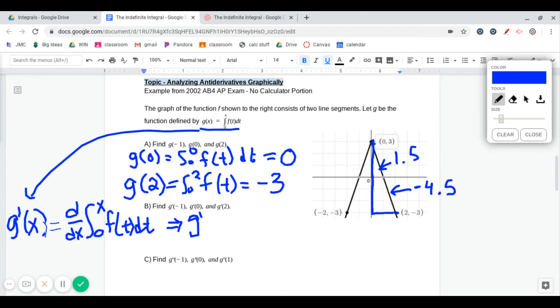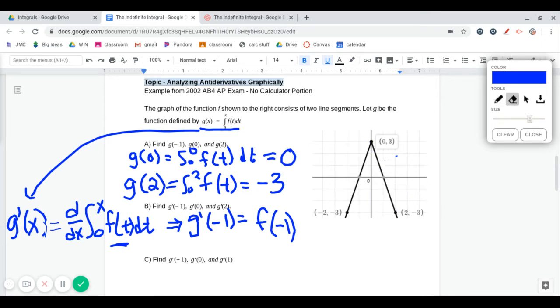So this just means that g prime of -1 equals, the derivative of the integral is just this thing. So it's just going to be f of -1. So just find the value. What is the y value when x is -1? 0.